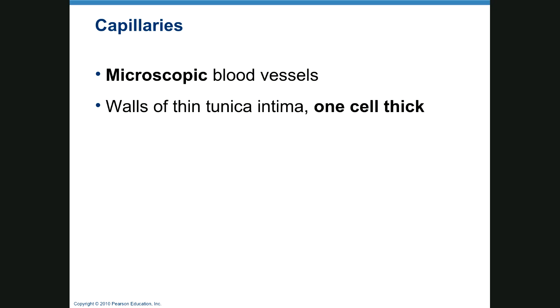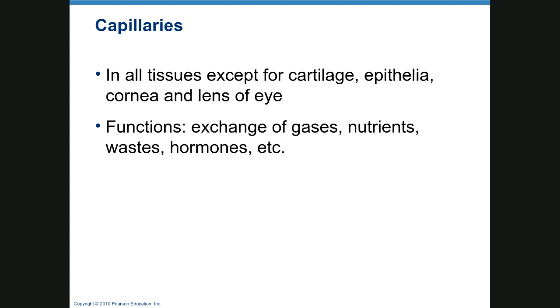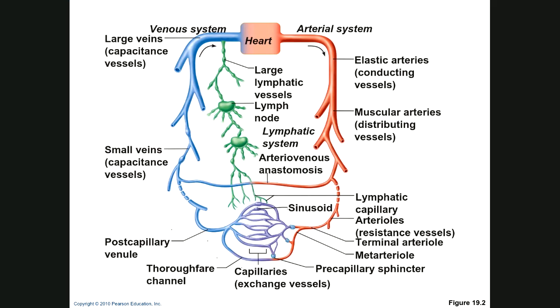Okay, capillaries have the tunica intima, which is just one cell thick. And you have capillaries in all tissues except for cartilage, epithelial tissue, and the cornea and lens of the eye. These are for exchange of gases, nutrients, wastes, and hormones. This gives us somewhat of a schematic.